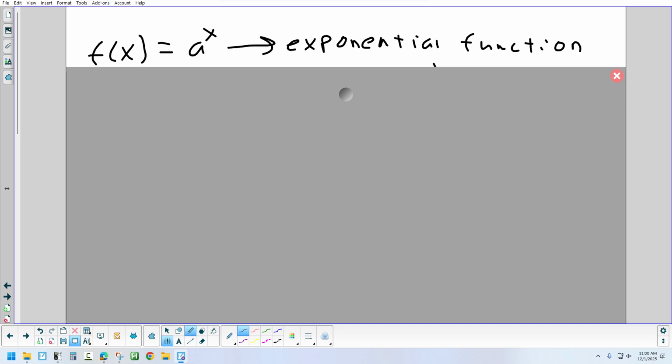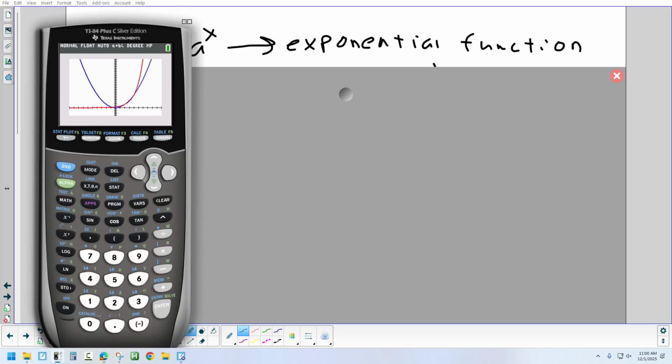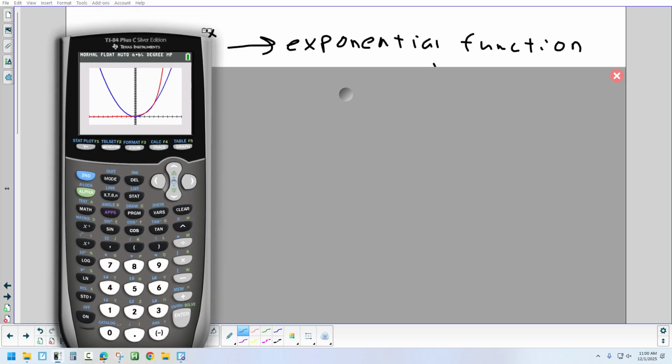Okay, so let's say we have an exponential function, like the one in red. What is the domain of that graph in red? Yeah. X is greater than or equal to 0. So it never goes to the left?